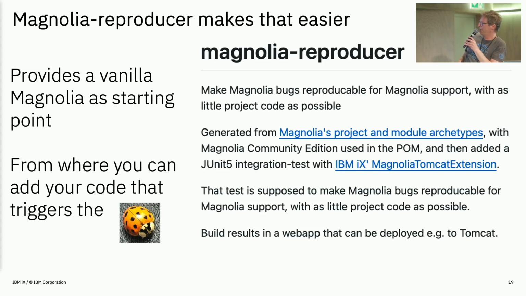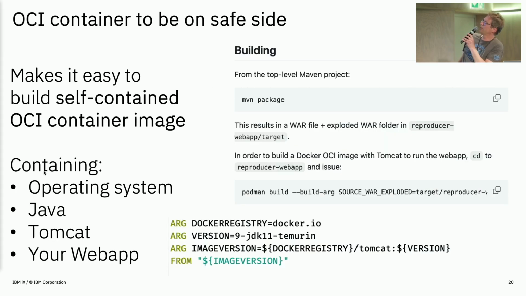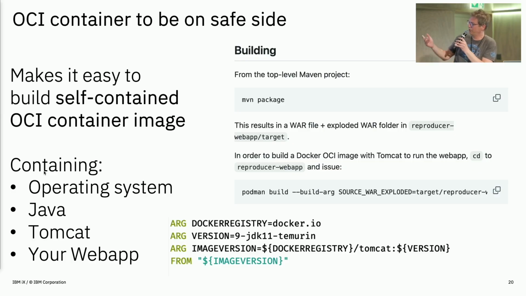And the build results in a web app that you can deploy. And also, you can build an OCI container, which contains the operating system, the JVM, Tomcat, and your web app. And that's where it gets interesting, because you see part of the Dockerfile here. What we are using is the standard Tomcat image as a base image, and of course you can use your own base image, whatever you use, and then you can build it.